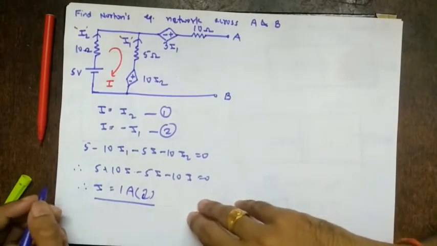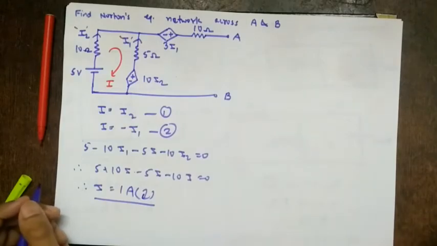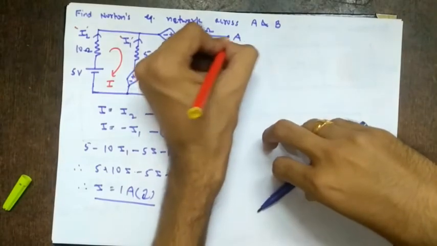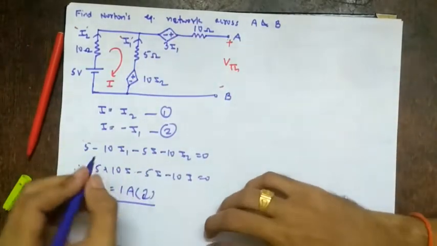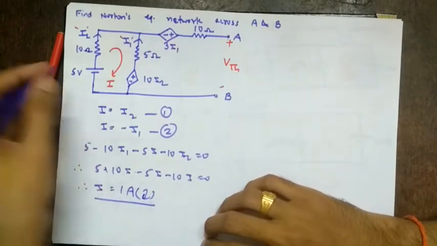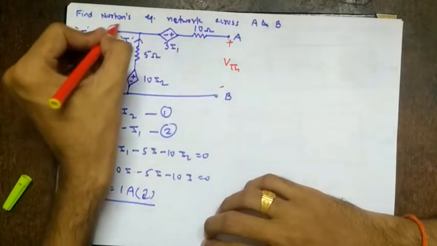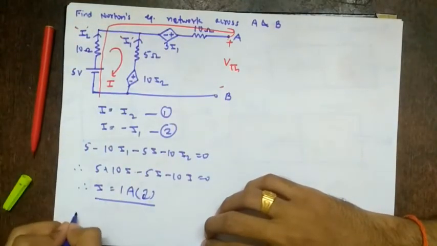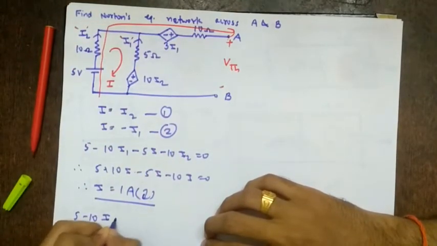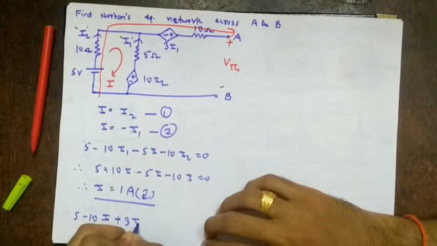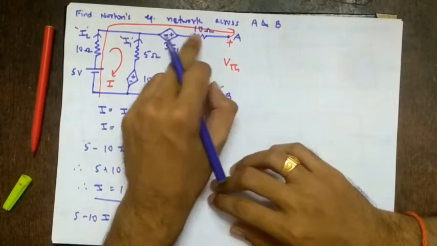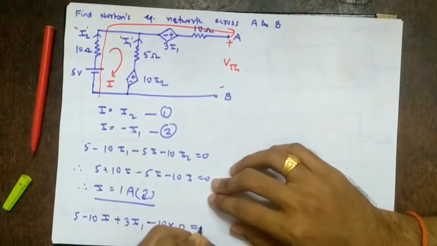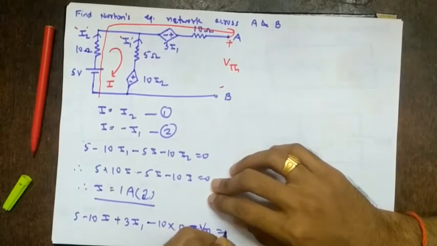Right? Next, what we have to find? VTH. Across this only we have to find VTH. You have to draw a new network. I am using the same thing. So we'll write the KVL equation for VTH. So let's take this path. If you want, you can take this path also. So 5 minus 10I plus 3I1 minus 10 into current through this mesh, which is 0, so minus 10 into 0 equal to minus VTH equal to 0.